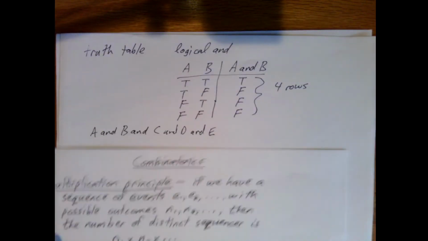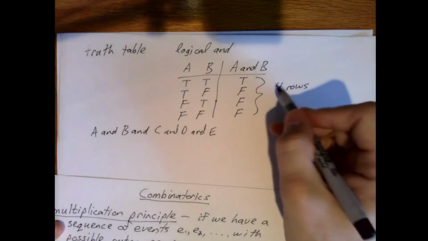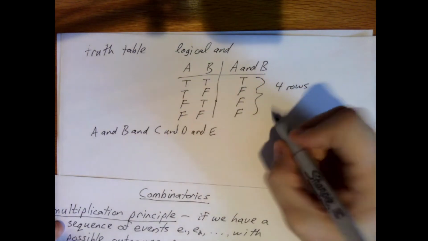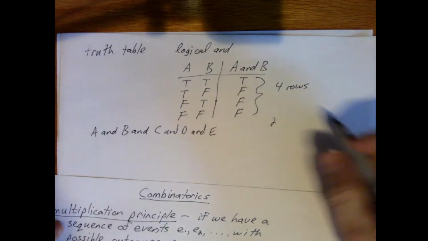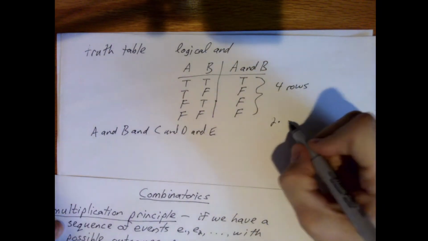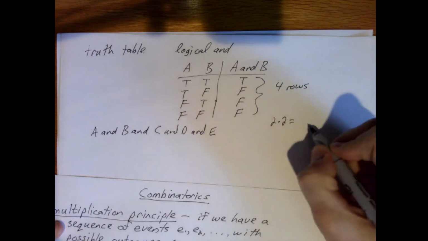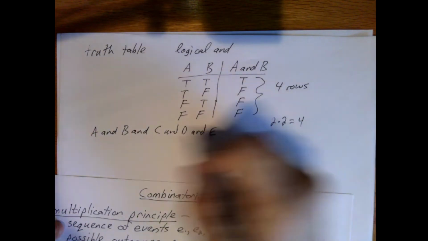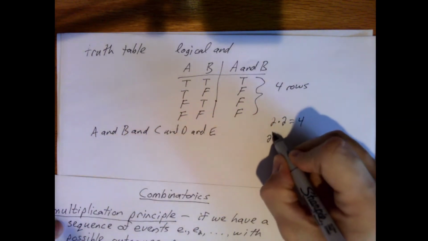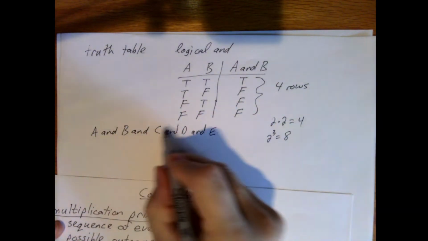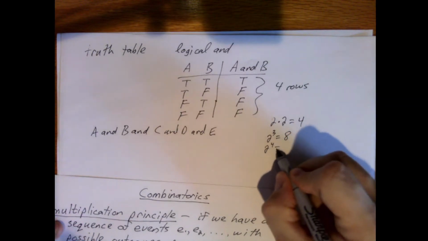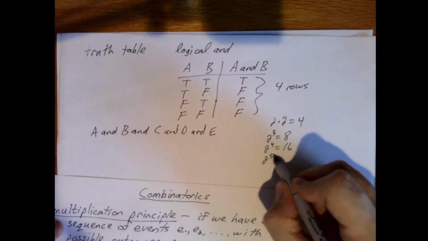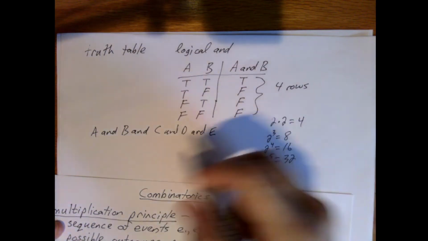Well, we can look back at what we had here, and how do I know this? Well, how many different values can A take? Well, true or false, so we had 2 of those, and B could take on 2 values, so 2 times 2 was equal to 4. That's how I got the 4. And that means if we'd had A, B, and C, we'd have 2 cubed equals 8, A, B, C, and D, that'd be 2 to the 4th equals 16, and finally A, B, C, D, and E would be 2 to the 5th, which is 32 different arrangements.